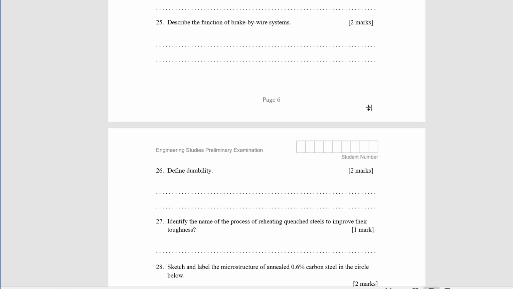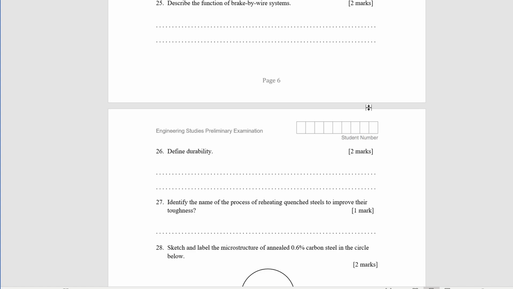Describe the function of brake by wire. Great question. So brake by wire replaces physical cables. It allows an electrical signal to be sent from the brake pedal to servos and actuators, which cause the brakes to apply. These have an advantage. That's a describe.